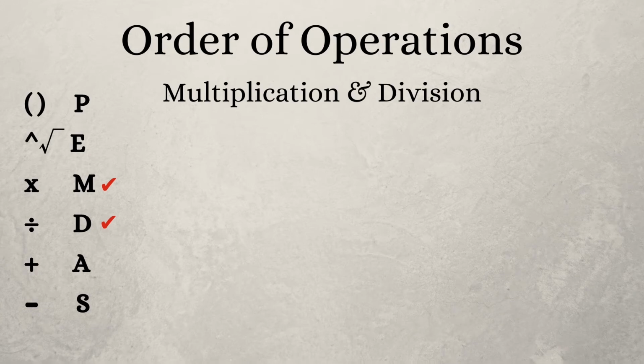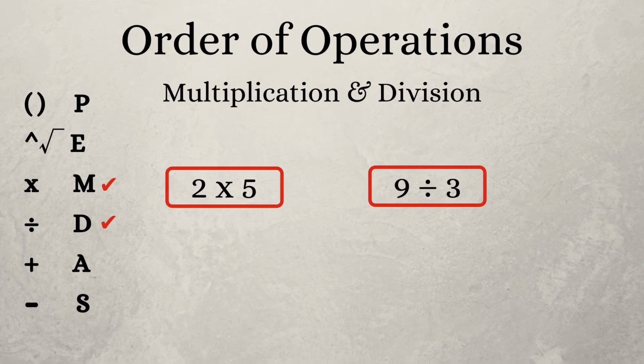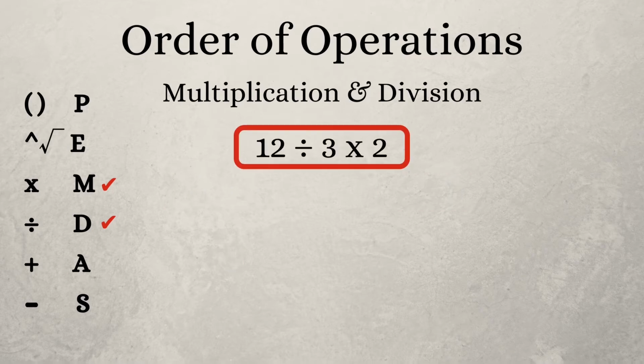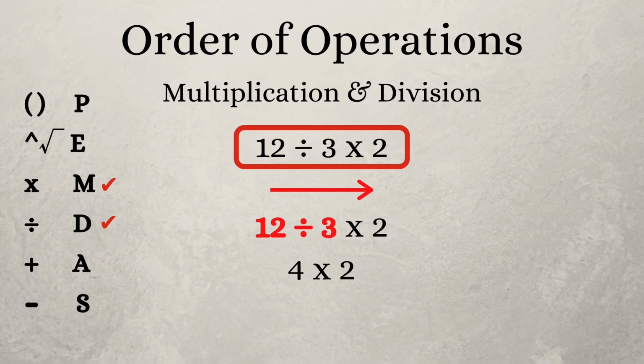Moving forward, let's check out multiplication and division. Here we have two simple expressions, 2 into 5 and 9 divided by 3, which can be directly answered as 10 and 3. Next, 12 divided by 3 into 2. Here we know that multiplication and division have equal importance. So, we need to move from left to right. We compute 12 divided by 3 first to give us the answer 4, which is then multiplied by 2 to give us the final result of 8.